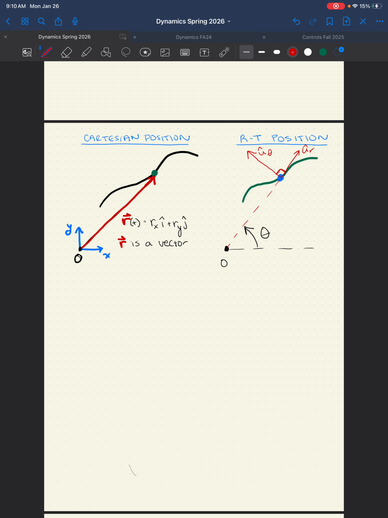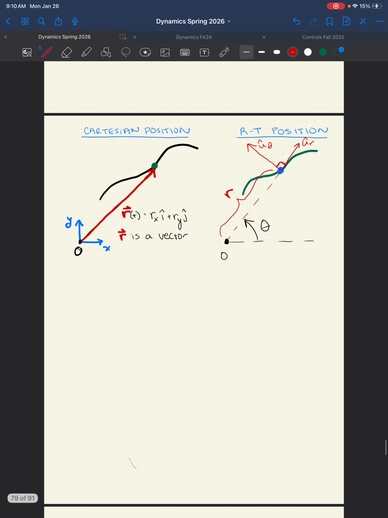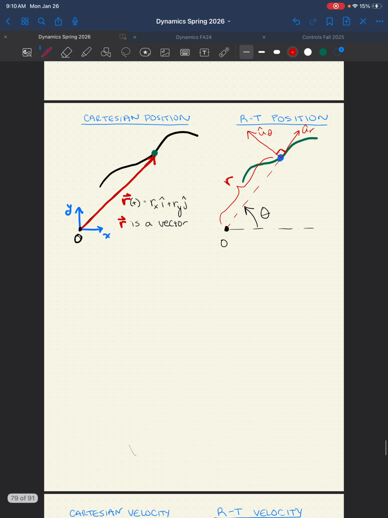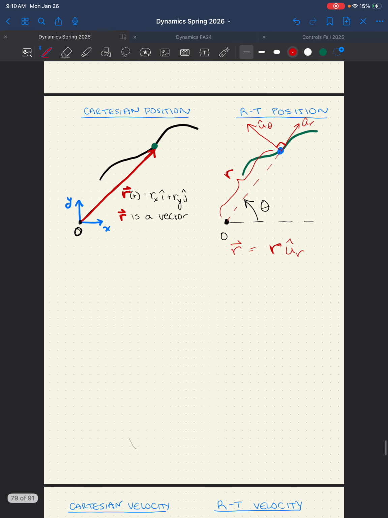Okay, and we said that the distance from the origin is this scalar r, and we say that the position vector r is equal to just r, the magnitude or the distance along the u hat r direction. Okay, so position in RT coordinates is quite simple.